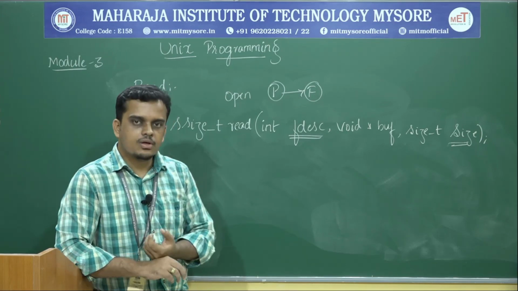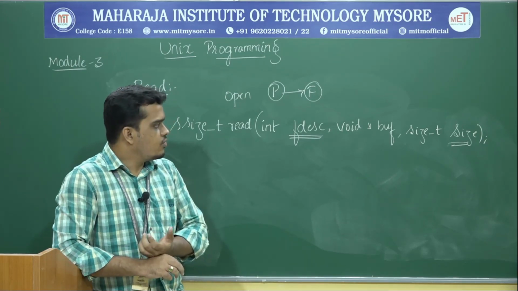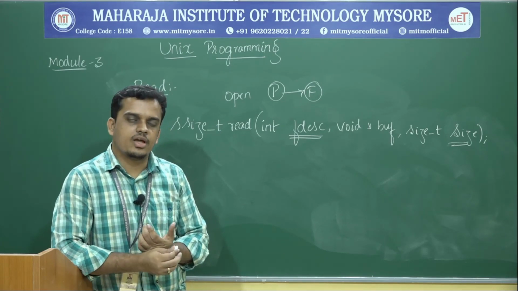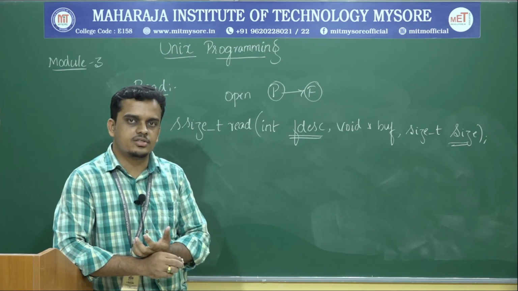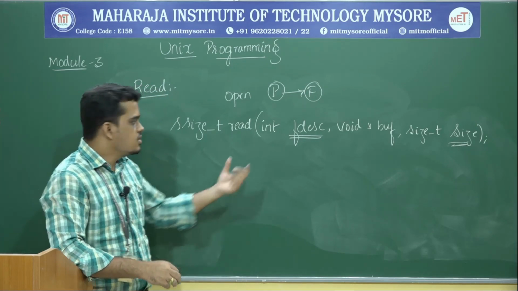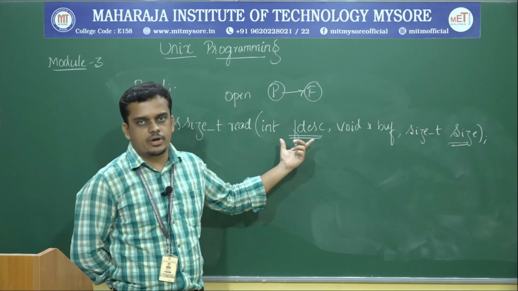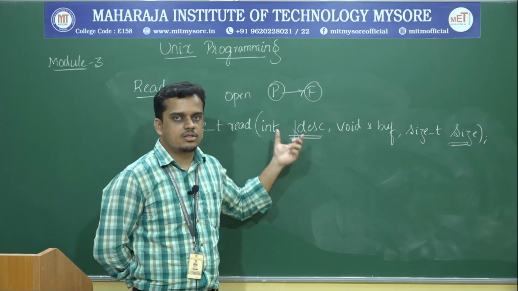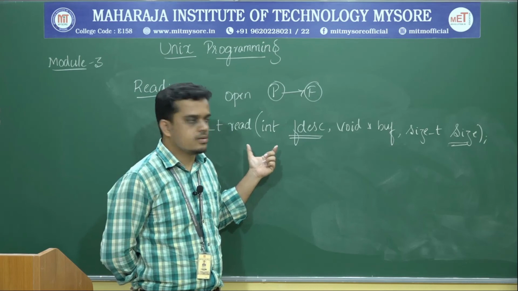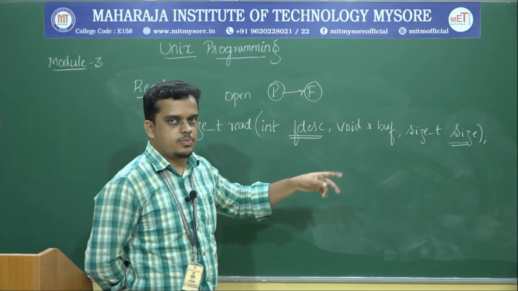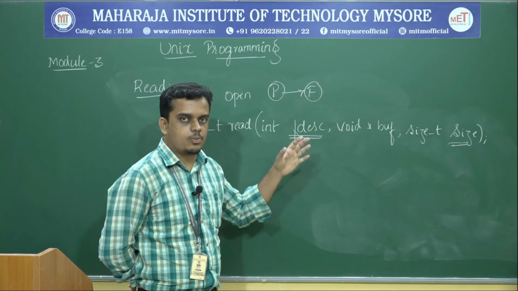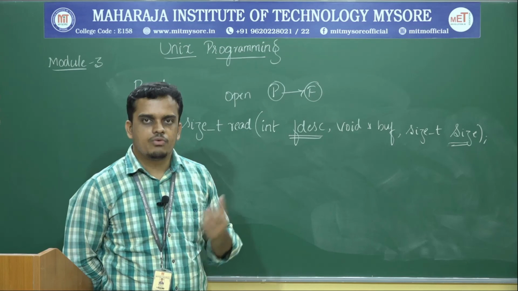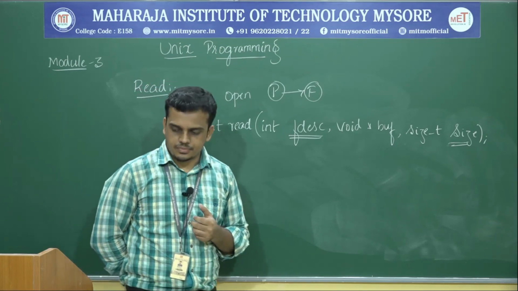So in this case, what are the different ways in which the read API can fail? One common factor is if the given file descriptor is inappropriate. If the file descriptor value is itself inappropriate, you can expect the read API to fail. And if any arguments are mismatched or inappropriately placed, even then you can expect the read API to fail.